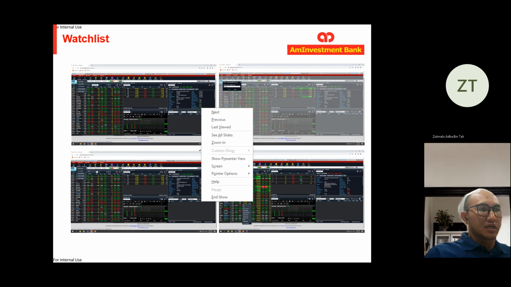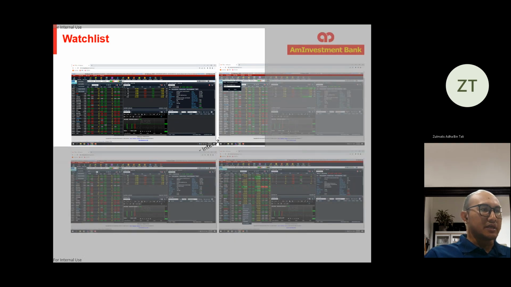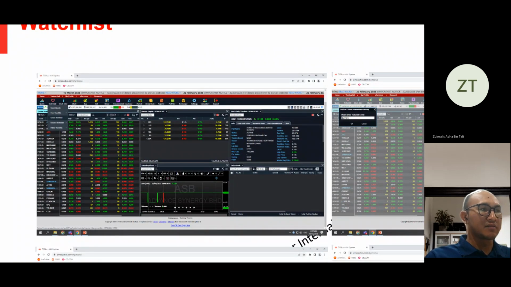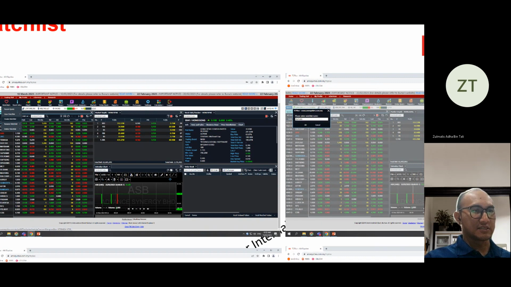For the watch list, you can just create a new one. Whatever watch list you created in the website or from the apps, you can view it in your mobile apps or in the website. It's the same thing. As long as you add it under your watch list, you can view it even when you are viewing from your mobile app.